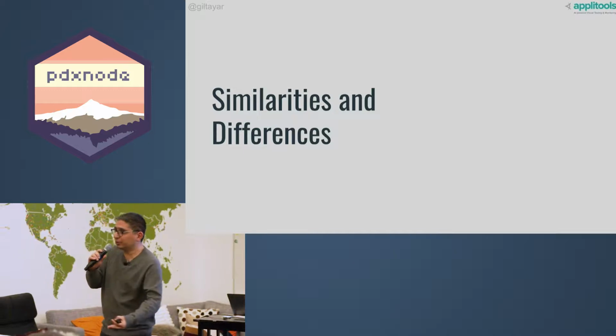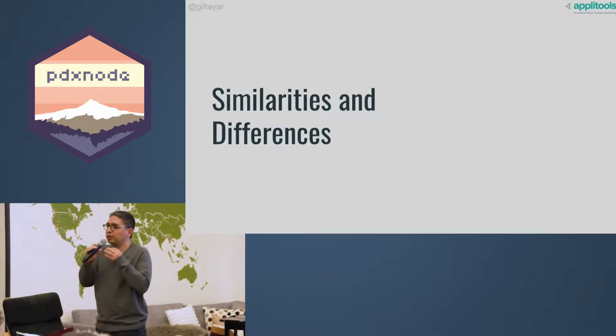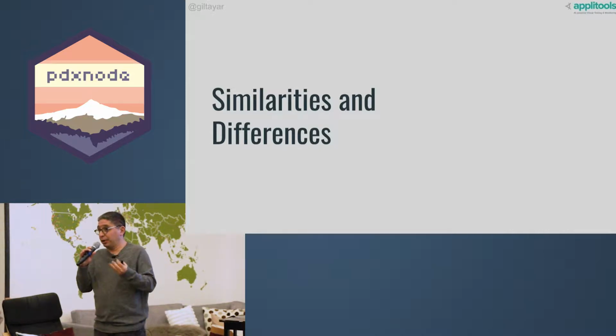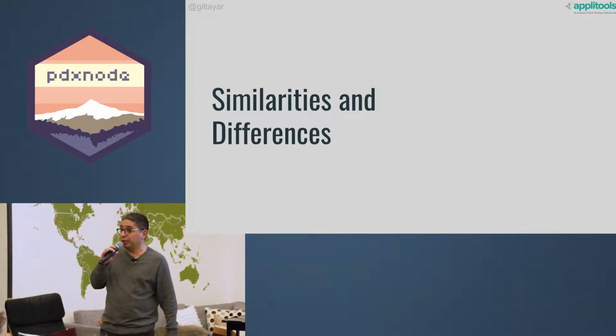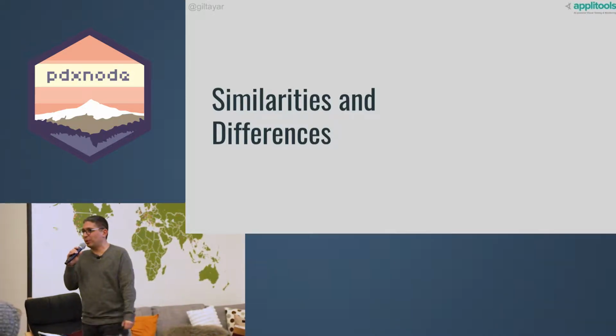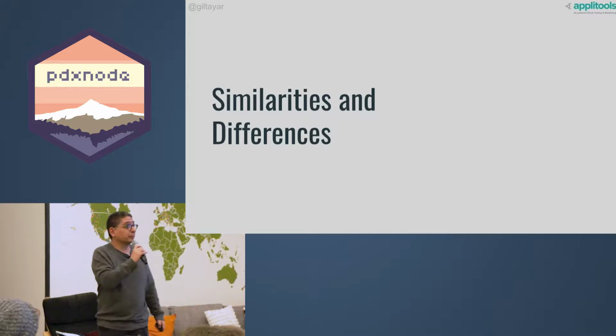And through those similarities and differences, we'll understand the architecture of ESM in Node.js, because the subtleties are really, really interesting. And through those subtleties, we'll understand why it's taking so long.